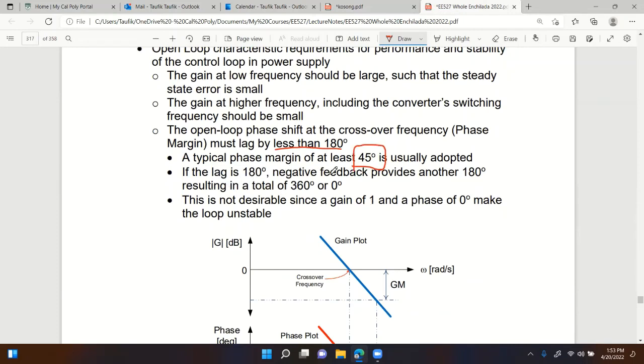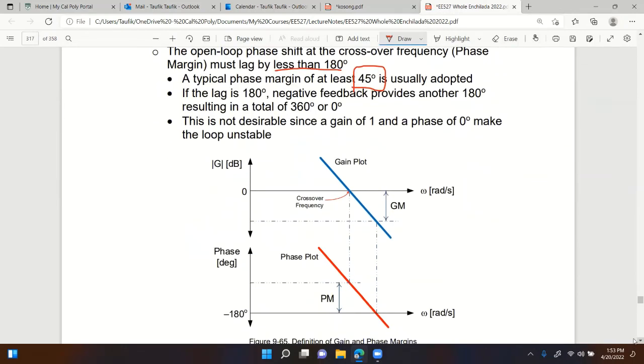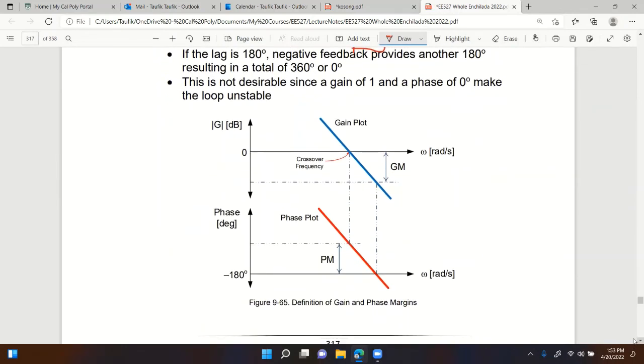If the lag is 180 degrees, negative feedback provides another 180 degrees, resulting in a total of 360 degrees or 0 degrees. You already know because I've already explained this, right? This is not desirable since a gain of 1 and a phase angle of 0 make the loop unstable, as I already explained earlier. Right? Any questions on this?